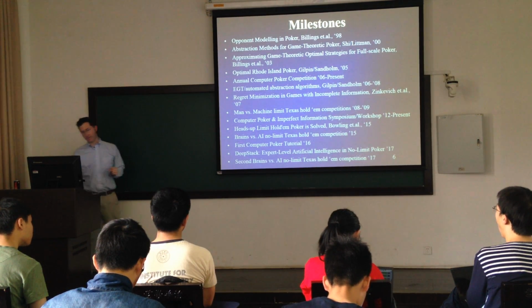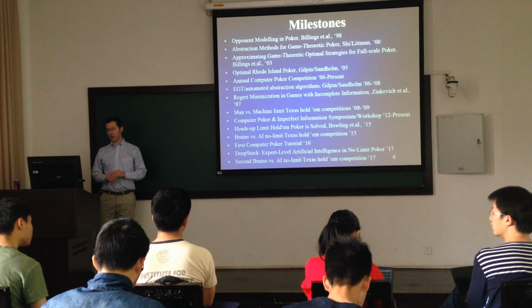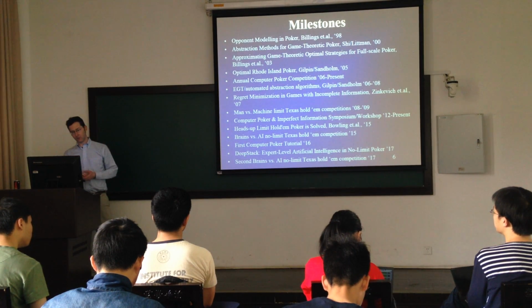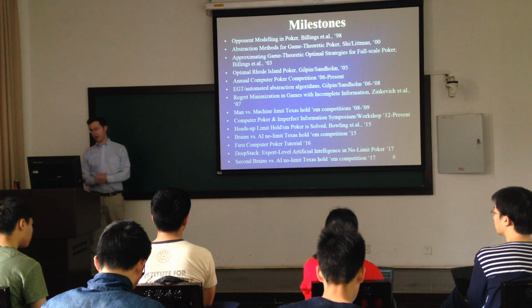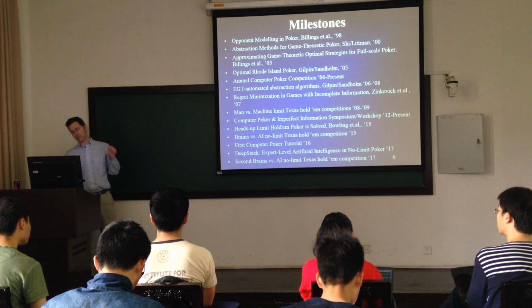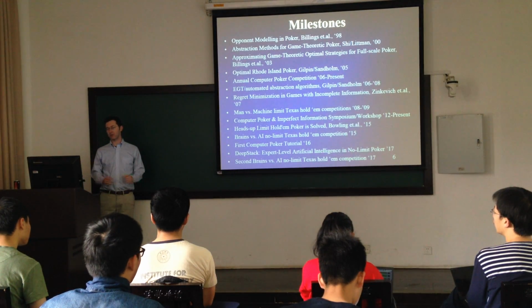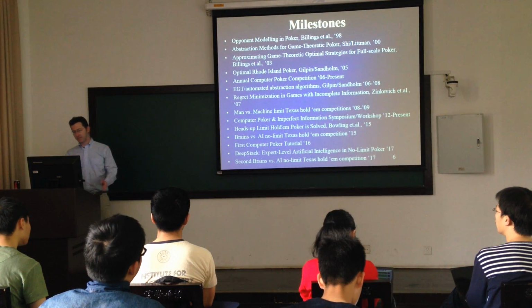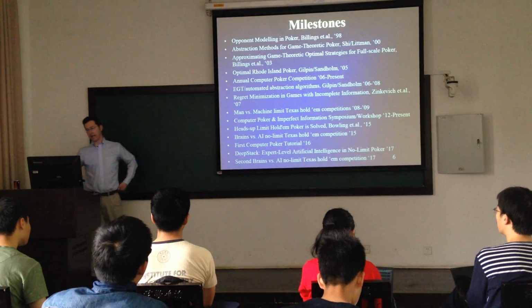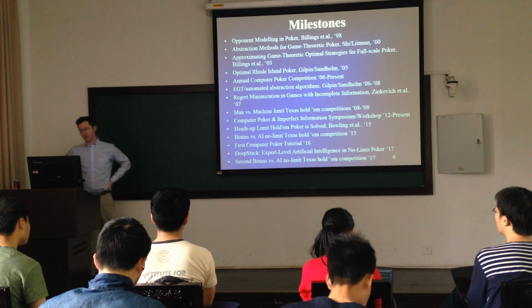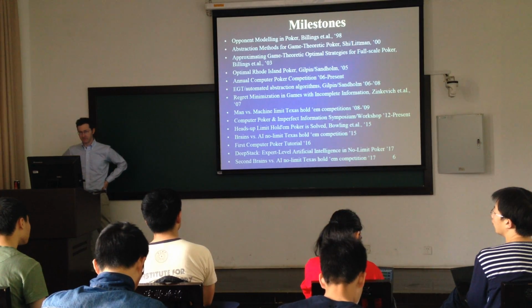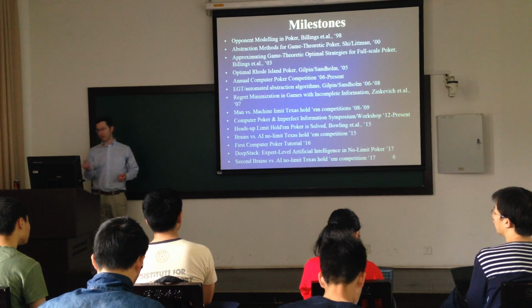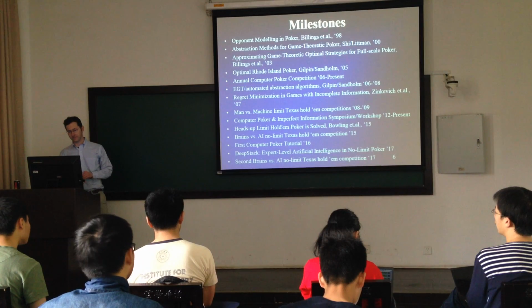Then in 2008 to 2009, for two-player limit Texas Hold'em, they had these man versus machine competitions where they played the program. This was the program from Alberta, played against human professionals. The first year in '08, the humans won, and then in '09, the computers won, and it was statistically significant. So that happened all the way back in '08 and '09 for limit Texas Hold'em.